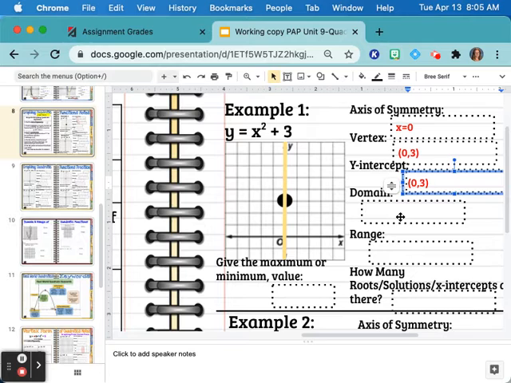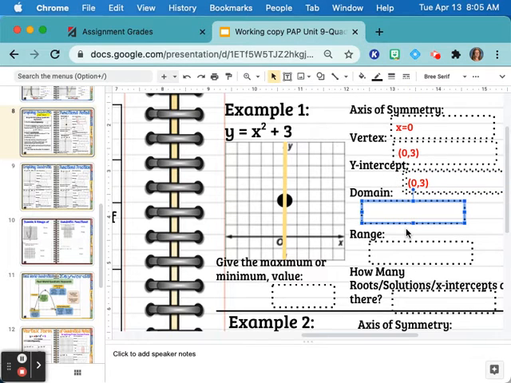Okay, we need to do our domain and our range. So we need to get a couple more points. In order to get a couple more points, we can use our calculator or we can plug in values. So I know this is my vertex, and it's going to be symmetrical on both sides. So I'm going to plug in a 1 here.